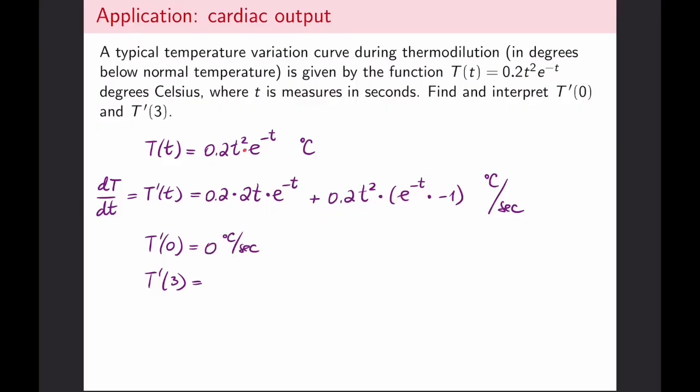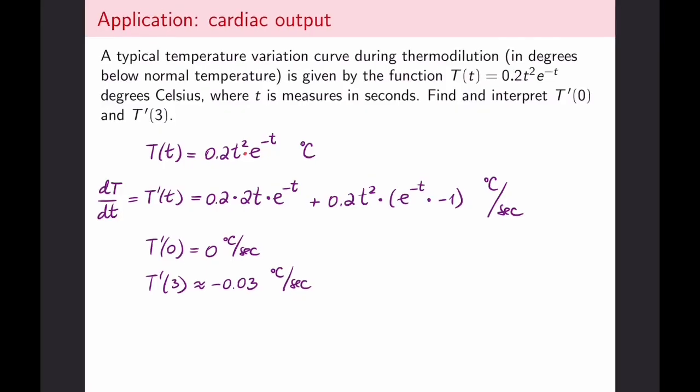Okay, it makes sense. At the very beginning of the process, the temperature is not actually changing. If I compute this at 3 now, I'm going to have to pull out a calculator or ask Wolfram Alpha for help. If I plug in 3 into here and get the actual number, I'm going to round it up to 2 decimal places, and what I have is negative 0.03. And again, my units are degrees Celsius per second. So the derivative at 3 seconds is negative.